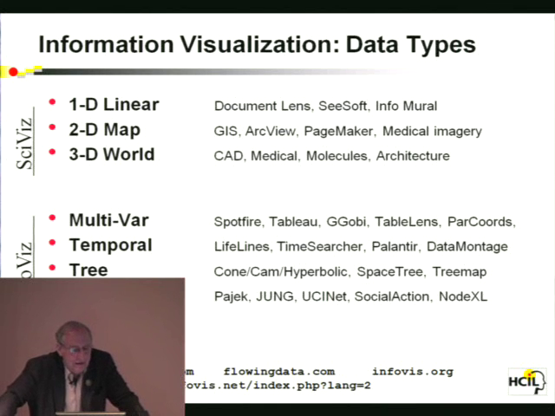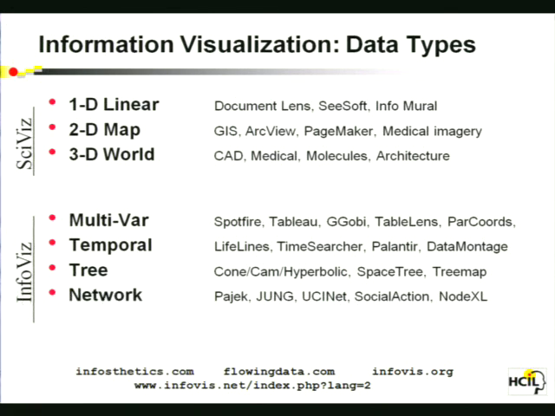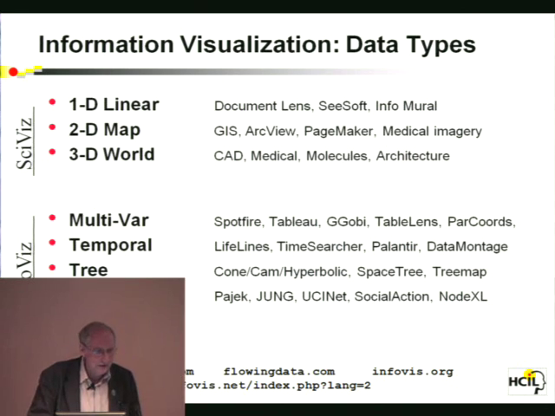But InfoViz has taken on new territories, multivariate data, higher dimensional data. Spotfire is an example there. There are other good commercial tools like Tableau, which is the result of a Stanford group, GGobi, TableLens, and hundreds of other university projects. I'm going to look at temporal data briefly and talk about some of our work there. We'll talk about trees quickly. And then close with where we are about network data and hope to inspire you that way.